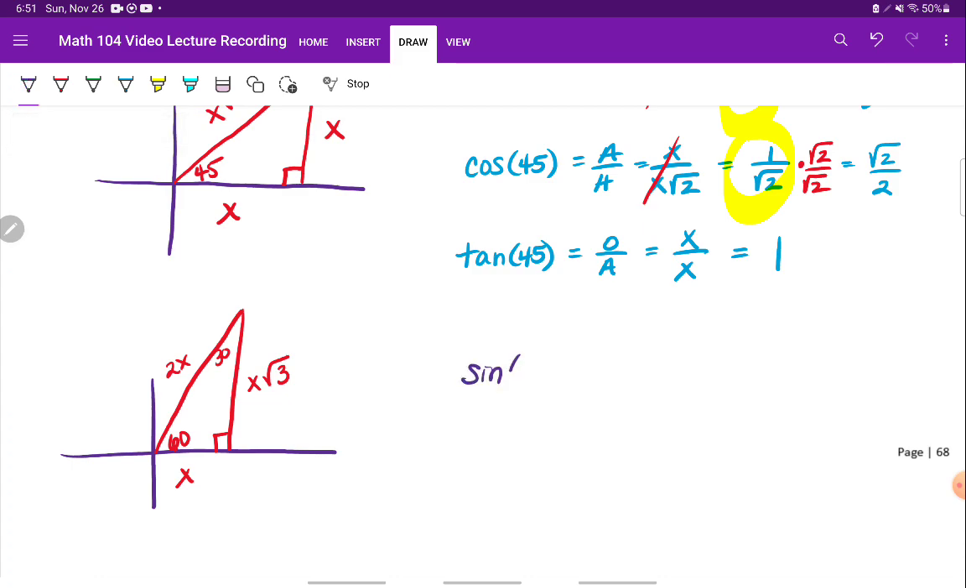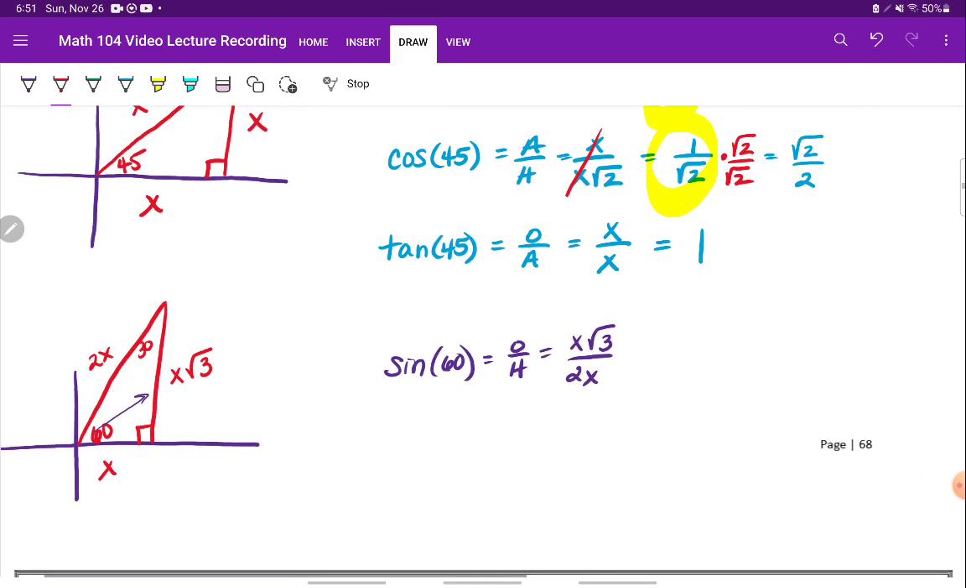Starting with sine of 60 degrees. It's our opposite side divided by the hypotenuse. And our opposite side this time is x times the square root of 3 divided by our hypotenuse, 2x. We simplify by canceling out these x's, and we'll be left with square root of 3 over 2.